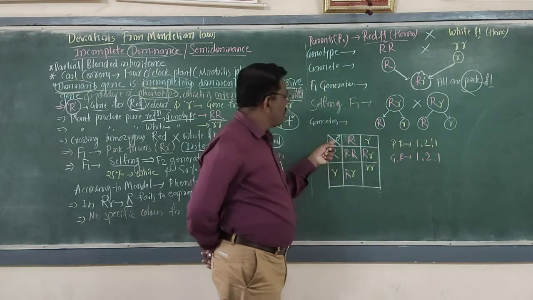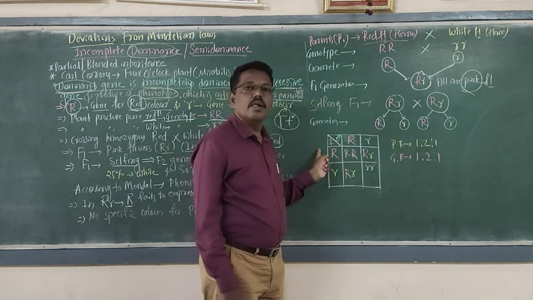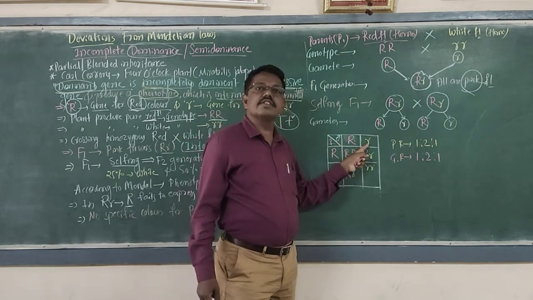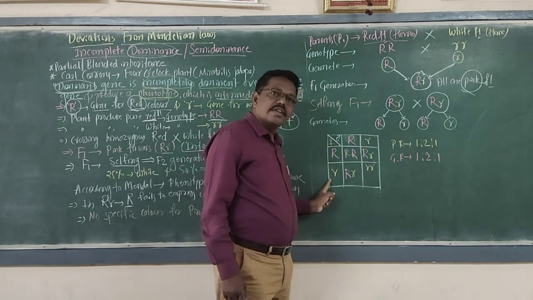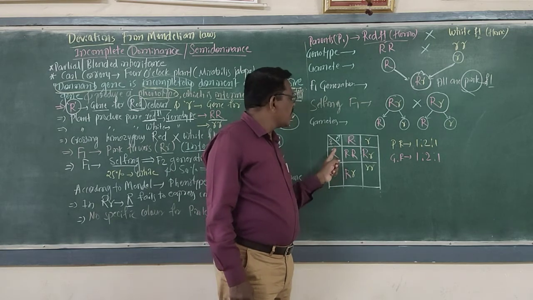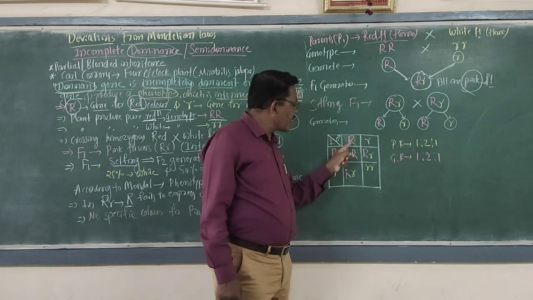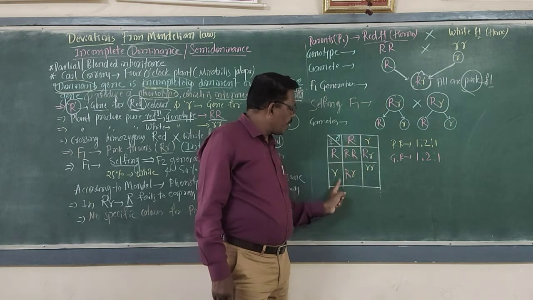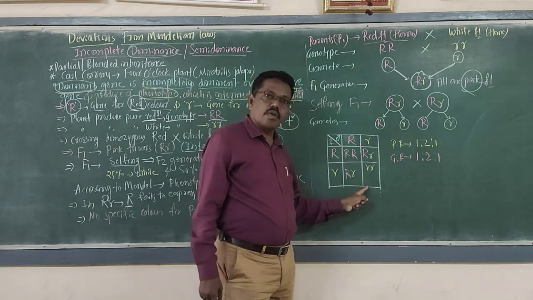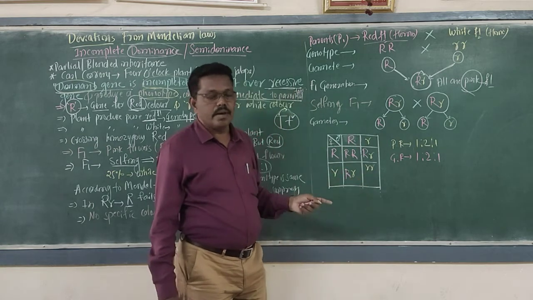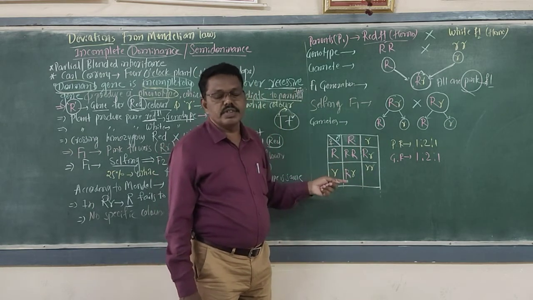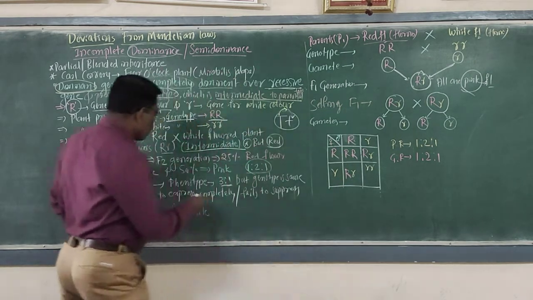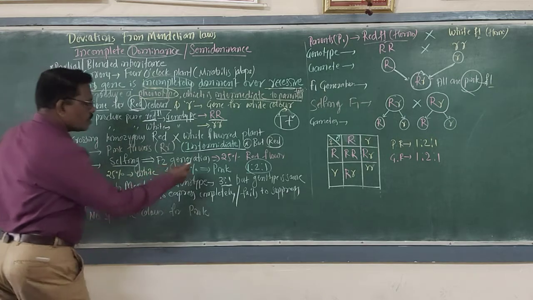Hence, we want to use the checkerboard. We want to know about the phenotype as well as genotype. Capital R, small r, that is the pollen grain. Capital R, small r, that is the egg of the flower. Then after crossing: capital R capital R, capital R small r, capital R small r, then small r small r. Within this checkerboard, four generations will be originated.